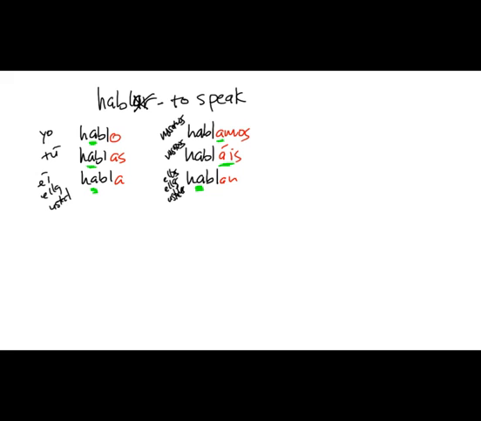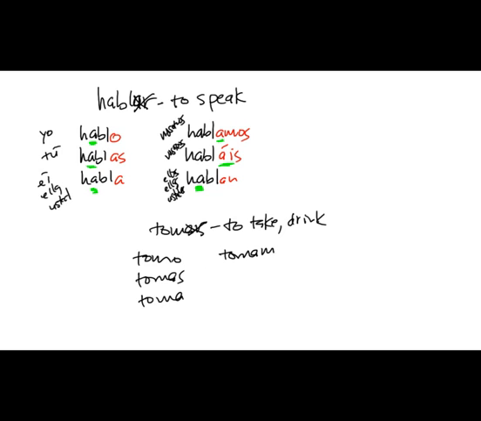Okay? Let's take a few other regular AR verbs and conjugate them. Let's try the verb tomar, which is to take or to drink. Okay? Drop the AR, add the endings, and you end up with, there's the root, add the O, tomo, tomas, toma, tomamos, tomáis, toman. Remember again, the stress ends in a vowel N or S, second to last. Tomo, tomas, toma, tomamos, tomáis, toman.